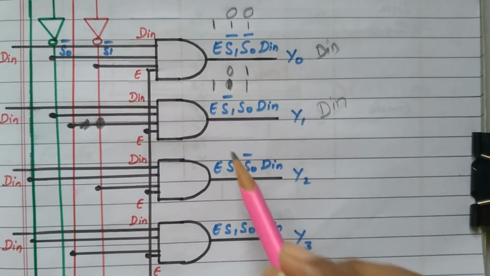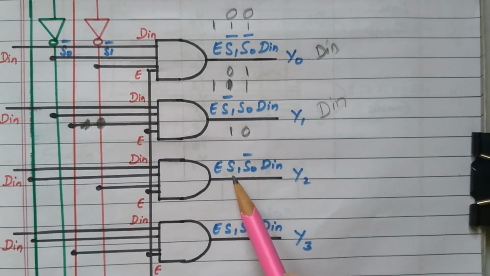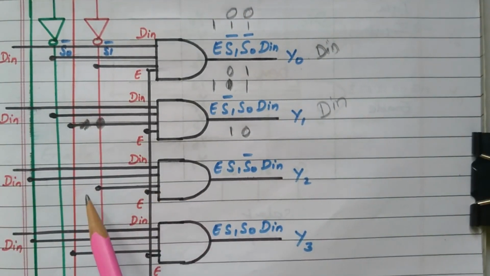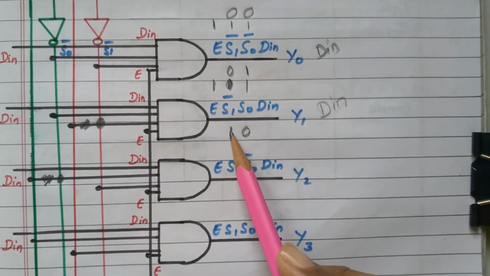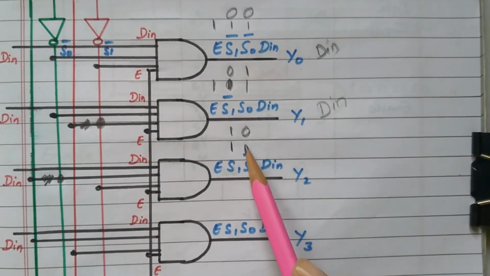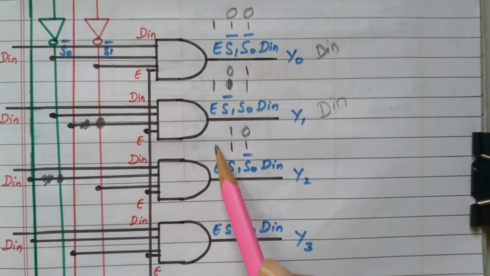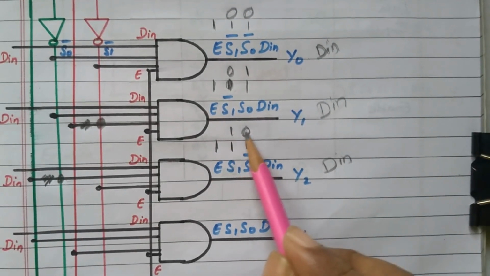1. Now 1 0, if it is 1 0, right. See here S1 is connected, here connected with the S1. This is S1 and this is S0 dash, not here. Here S0 dash is connected. So S1 is 1 means the S1 will be 1. S0 is 0 means S0 dash become 1. Already enable is 1. Right.